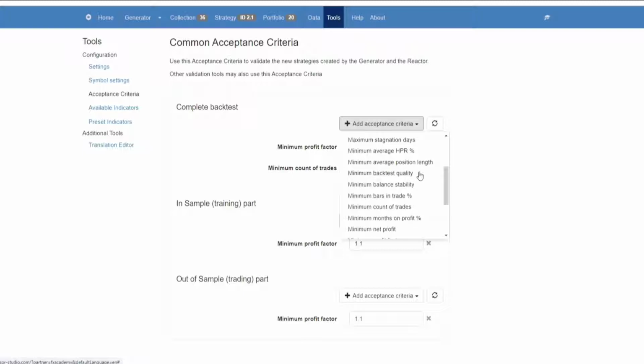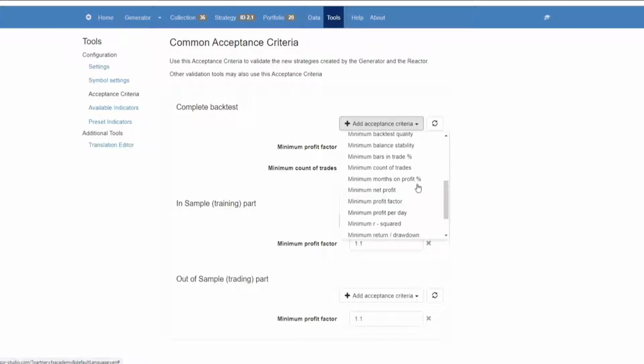Then we have minimum backtest quality, and this is where you would set the quality that you want in case you have some ambiguity. Next, we have minimum balance stability. The balance stability is a measurement of the strategy's performance, and it blends the R-squared correlation and scaling. Then we have minimum bars in trade, which is just the converse of the maximum bars in trade. Next, we have minimum count of trades, and this is the minimum number of trades that you want your strategy to have performed over the set historical data in order to test its robustness. Next, we have minimum months of profit. What is the minimum number of months your strategy must have been in profit?